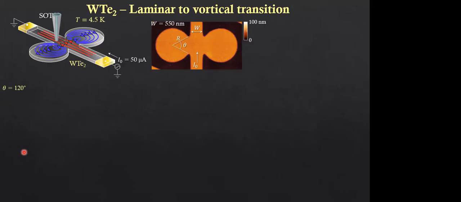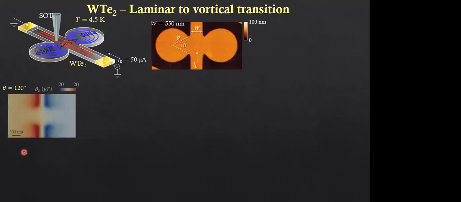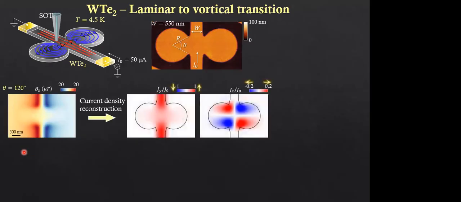We start with an opening angle of 120 degrees, and this is the Bz. The current density reconstruction gives a Jx and Jy profile like this. But here for 120 degrees, the current is laminar, as is shown here.